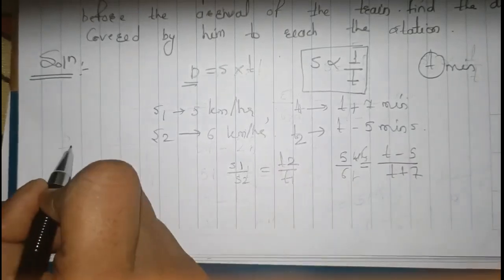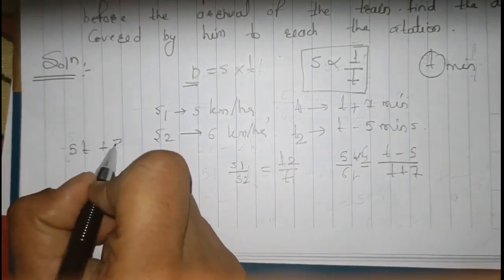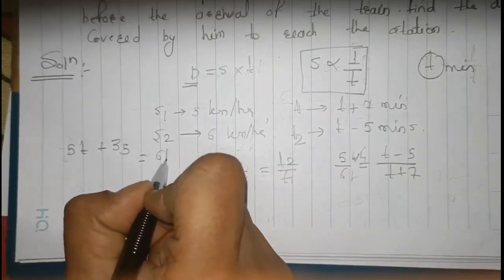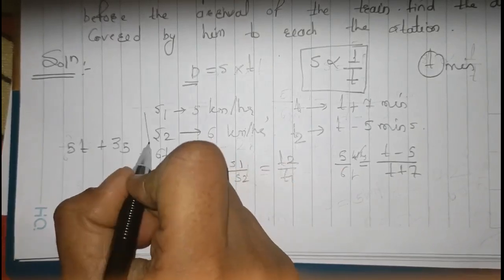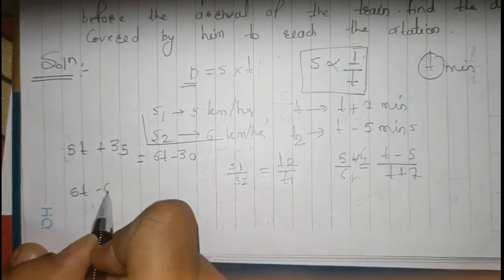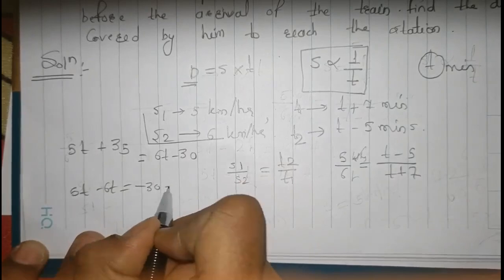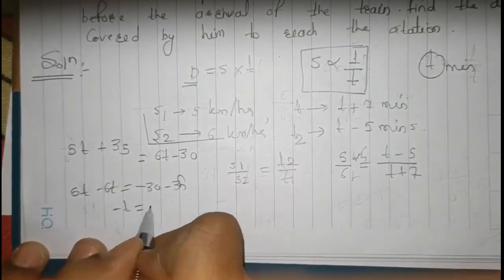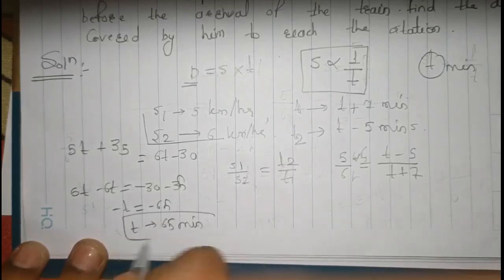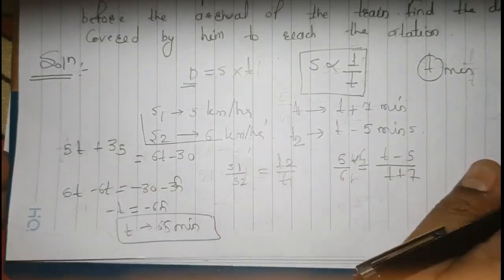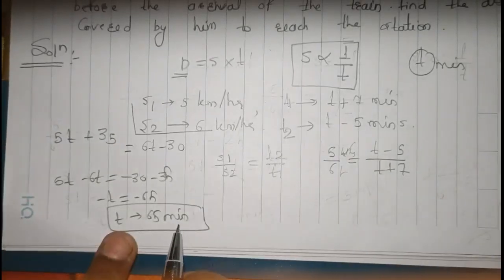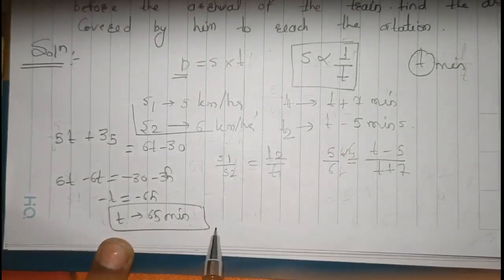If we simply cross multiply this, we get 5T plus 35 is equal to 6T minus 30. Now solving this, 5T minus 6T is equal to minus 30 minus 35. We will get minus T as minus 65. Therefore T is equal to 65 minutes. And remember, initially we have been given everything in minutes, therefore we will get our time in minutes only.